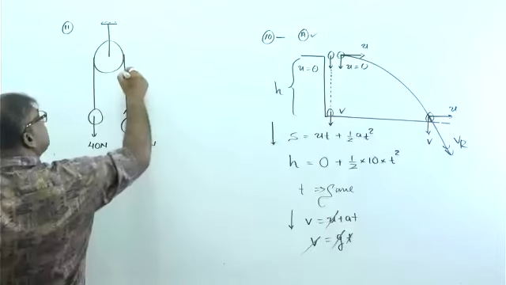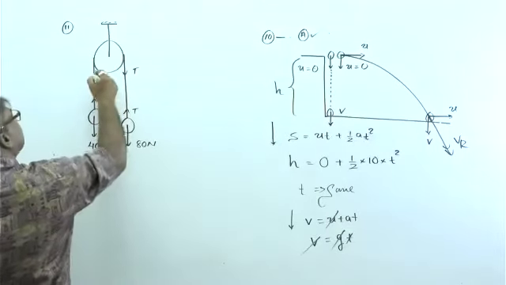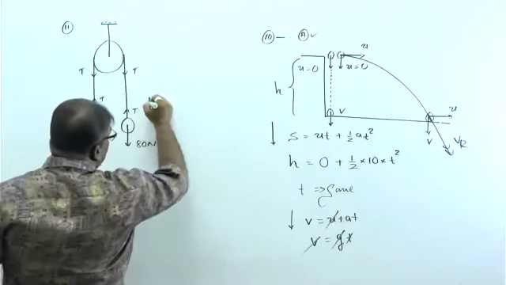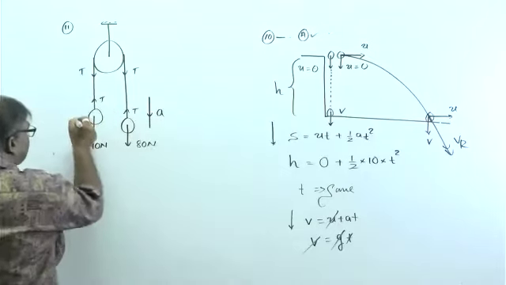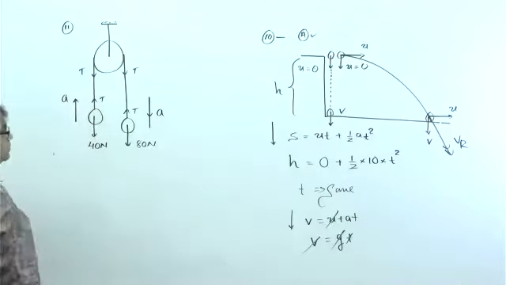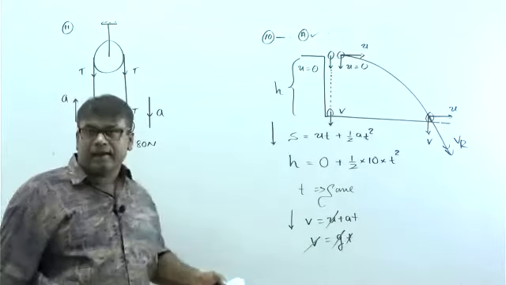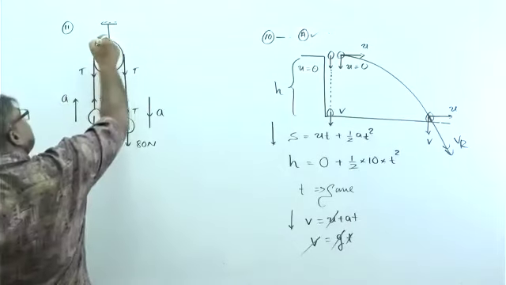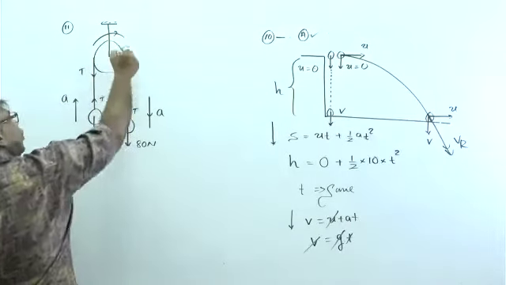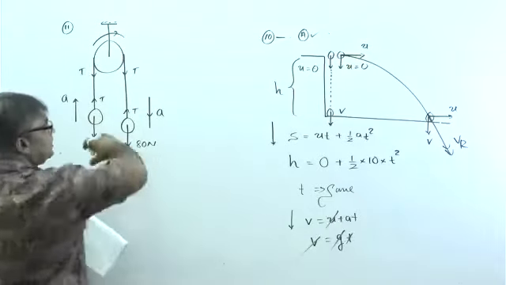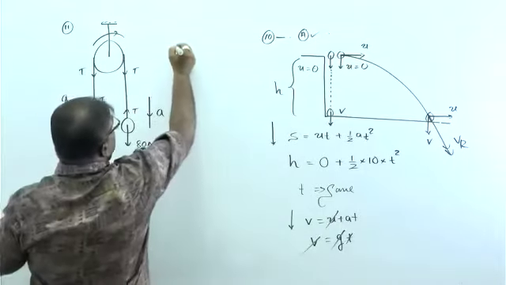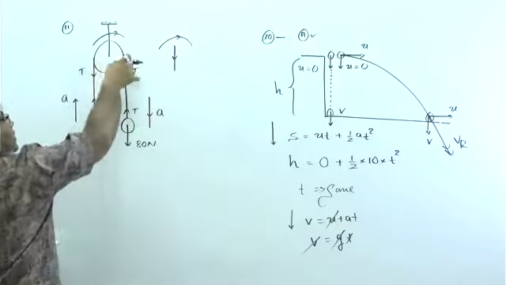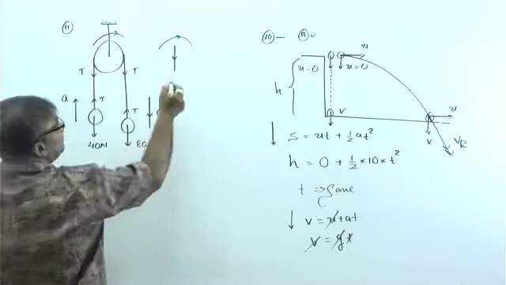Tension T is the same on both sides as it is a light inextensible string. This one is accelerating downward with the same magnitude as this one accelerating upward. You are asked to find just the acceleration. The string passes over the pulley, so the resultant is towards this side, which means clockwise direction. We have resultant 80 minus 40.